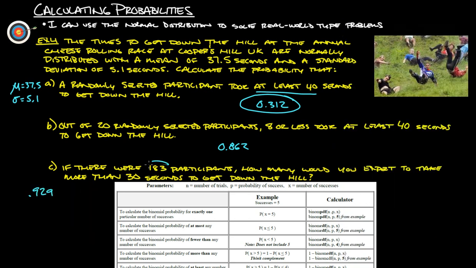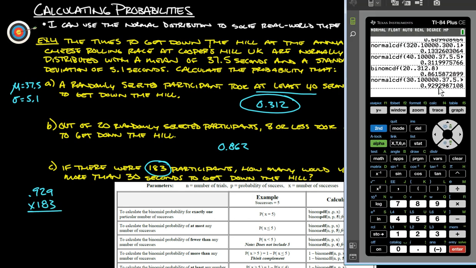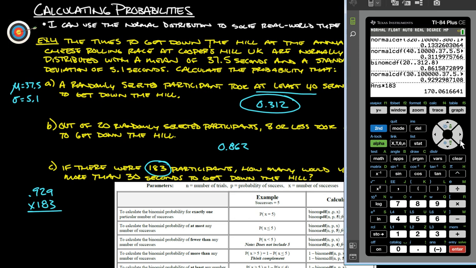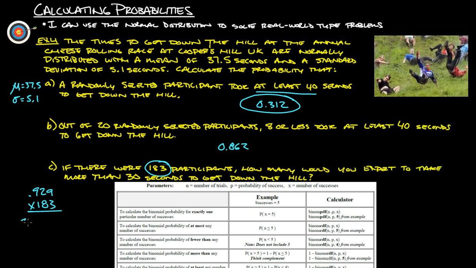So that would be 0.929. And then it says now there's 183 participants. So if we're expecting 92.9% of those 183 participants to take more than 30 seconds to get down the hill, we take 0.929 times 183. And that will give us some number. We already have 0.929 in there unrounded, so let's just do this times 183. Push enter, and we would expect about 170 people. So 170 of the 183 we would expect to take more than 30 seconds to get down the hill.